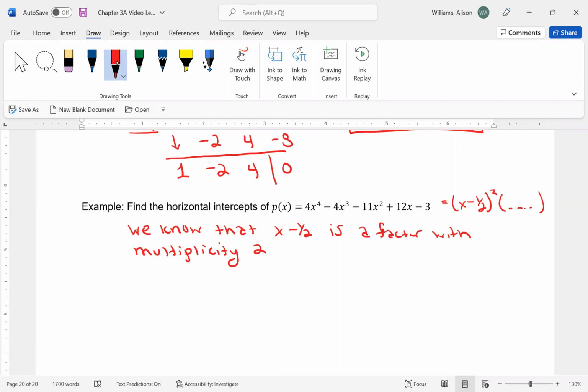Okay. So what I'm going to do is use synthetic division to divide x minus 1/2 into this. So basically, I'm dividing this thing by x minus 1/2 twice, because it has a multiplicity of 2.